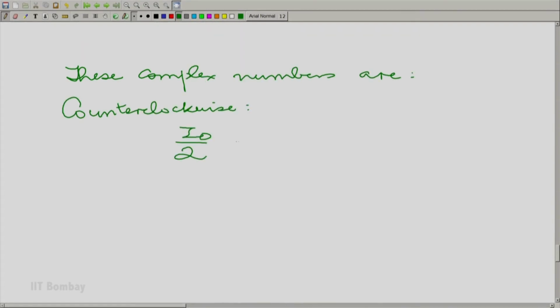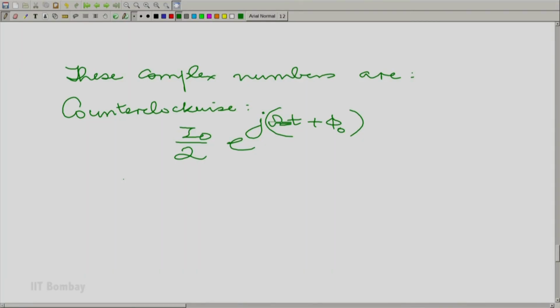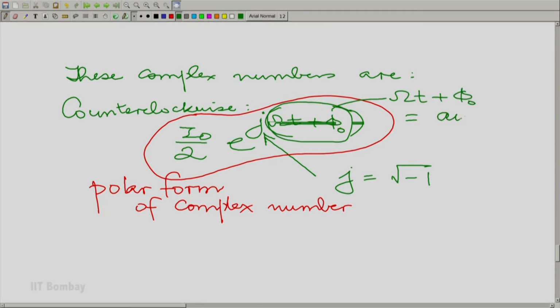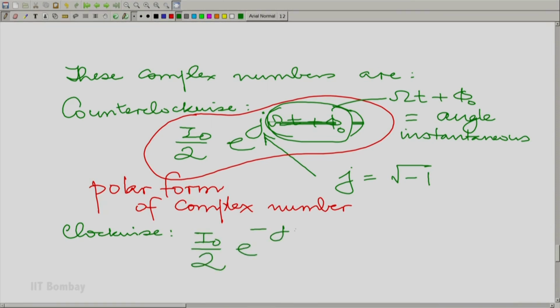Now, let us describe these complex numbers. Let us recall how we describe a complex number. A complex number can be described either in what is called its rectangular form, where we say real part plus j times the imaginary part. In fact, this quantity j is the square root of minus 1, so it is the primordial complex number, if you might. And what we are writing here is in what is called the polar form. And remember, this complex number is a function of time. So, you see this omega t plus phi 0 is the instantaneous angle. Similarly, the clockwise complex number would be essentially the same as the counterclockwise complex number, but with a negative sign for the angle.